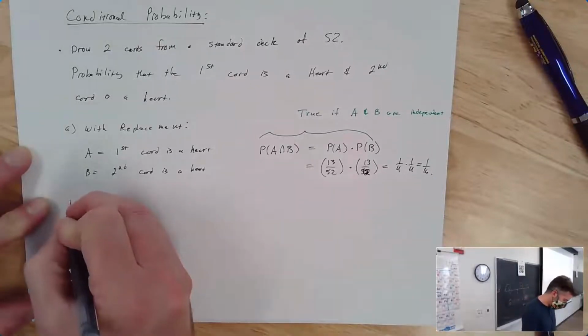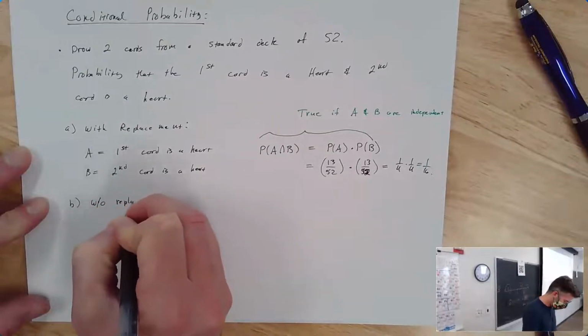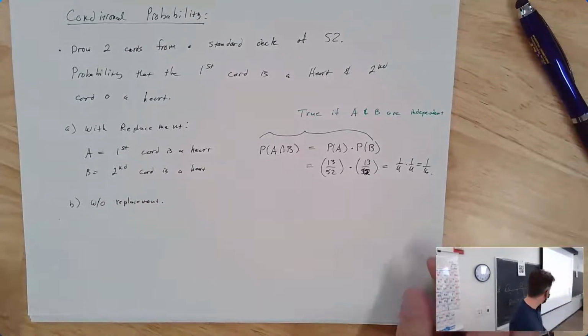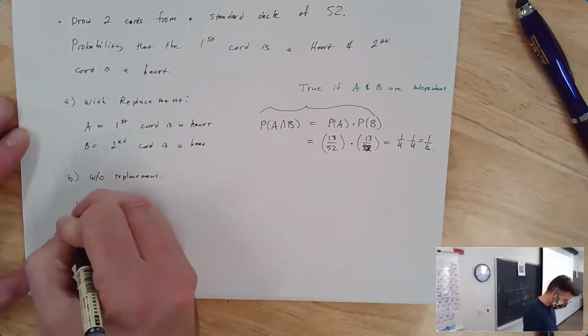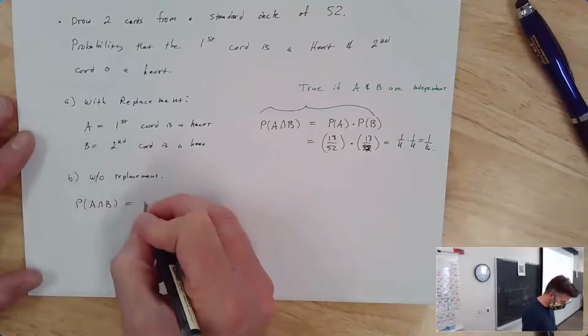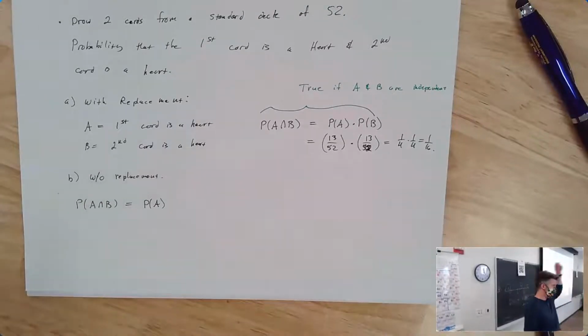Okay, what if we have without replacement? Well, now we have a slightly different probability. The probability of A and B is going to be the probability of A, which is still going to be 13 out of 52, right? Draw the first card. There's a 13 out of 52 chance it's a heart.